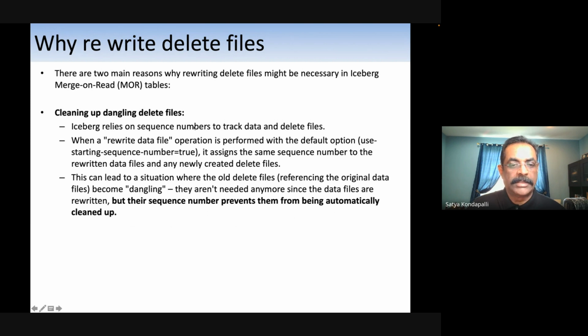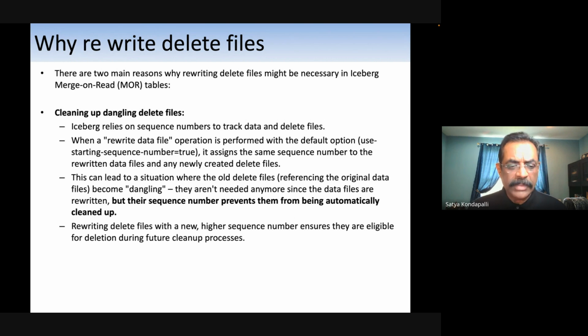So you have a data file with a sequence number, and the delete file uses the same sequence number. When you rewrite and use the same starting sequence number, the same sequence number is used for the rewritten data files and any upcoming new delete files. Then we have old delete files pointing to original data files, and they're not used. Yes, they're useful for time travel, but since we rewrote the data files, we don't need them anymore. If we don't rewrite and only do the data files cleanup, some of these delete files are not cleaned up.